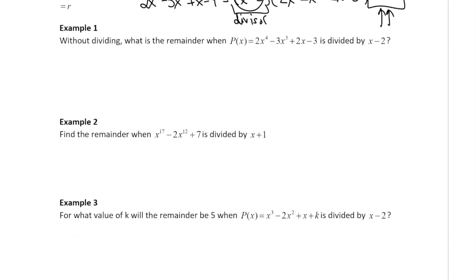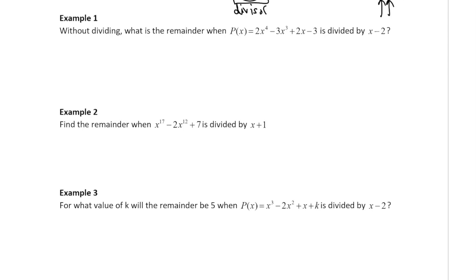And you'll see that you're going to start to face some questions in which it says, don't worry about telling me what the quotient is. I only want to know what the remainder is. So look at example 1, and it actually even says, without dividing, what's the remainder when this is divided by x minus 2? So what we can do is we can take 2 and we can sub it in.